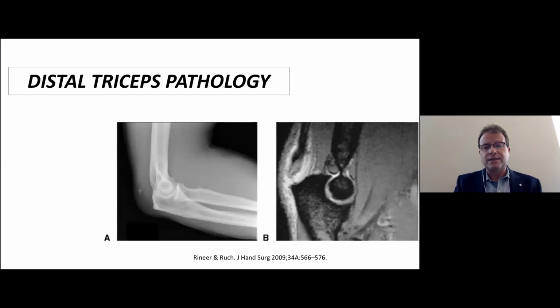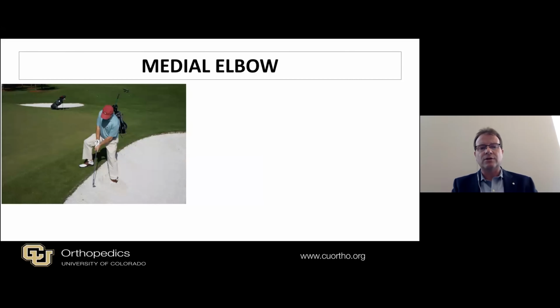And then distal triceps pathology, obviously a palpable defect at the triceps insertion, and limited findings oftentimes radiographically, but you may see a subtle avulsion injury like you see here, or obviously MRI can be helpful for tendinosis related changes or degenerative processes associated with triceps pathology.